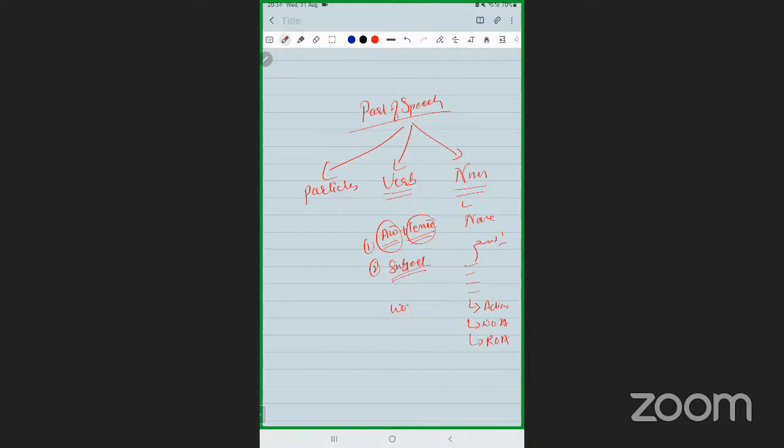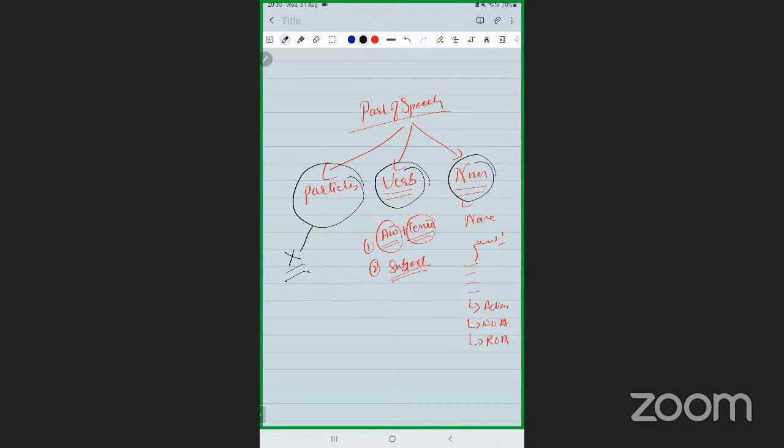Like "working". This does not make sense until you write "he is working", the subject, or "Zaid is working". You have to write the subject to make a complete sentence out of a verb. At least the subject. Sometimes an object is required, sometimes not. Point to note here: noun has its own meaning, verb has its own meaning, particles do not have their own meaning.